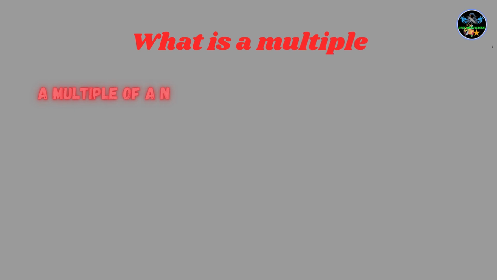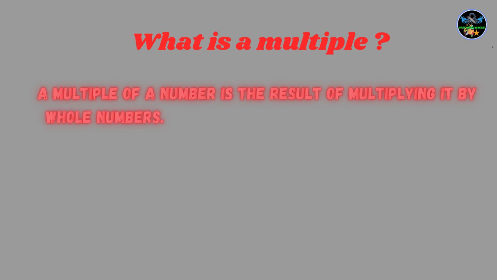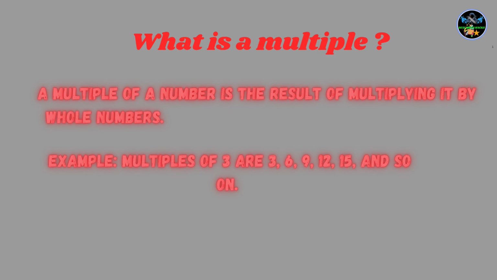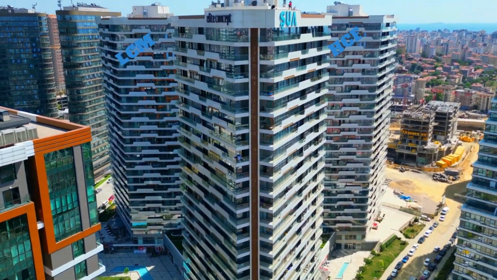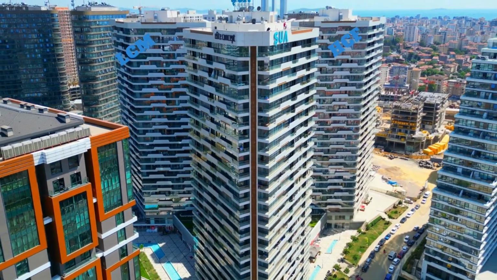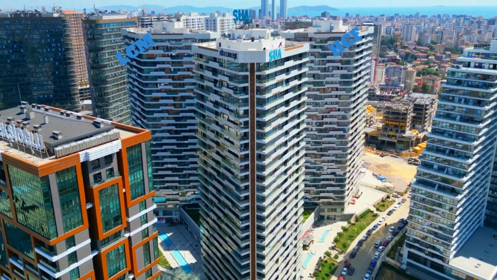A multiple of a number is a number which is the result of multiplying it by whole numbers. Example: multiples of 3 are 3, 6, 9, 12, 15 and so on. You have seen one common thing, that it is the multiplication of 3 by 1, 2, 3, 4 and 5. These two ideas are the foundation of LCM and HCF. It means that these are very important.